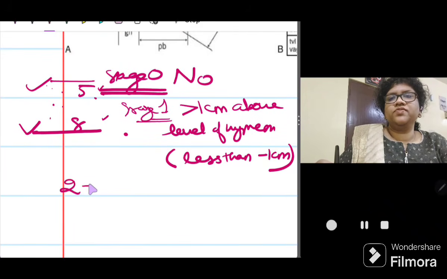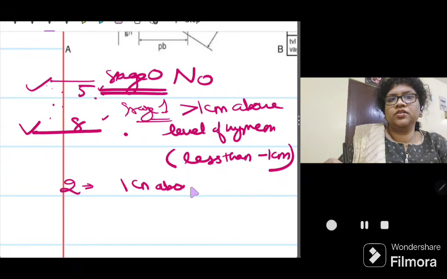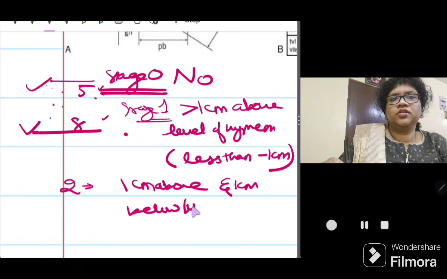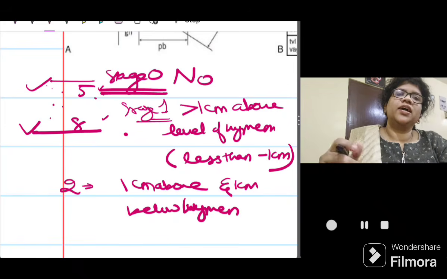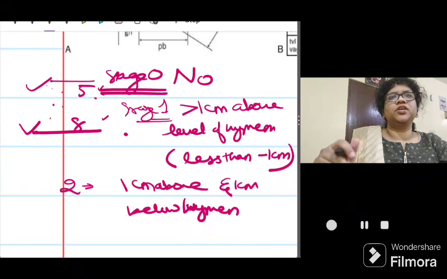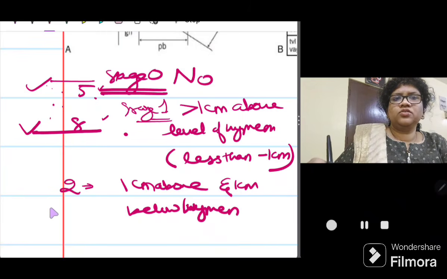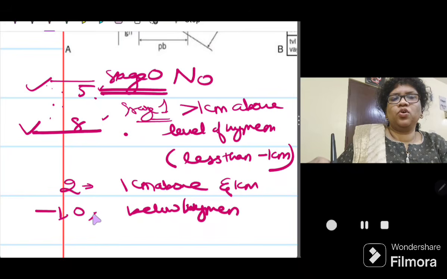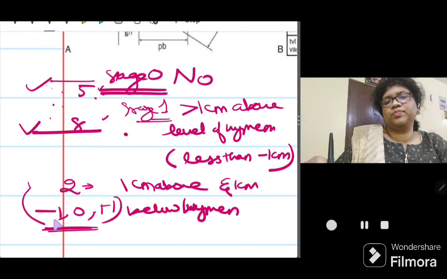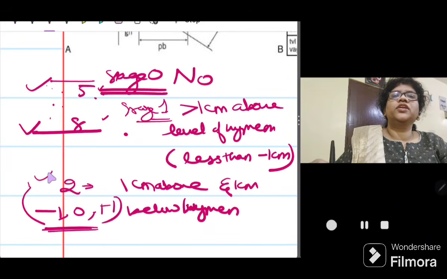Stage 2 is when the most distal prolapse is between 1 centimeter above and 1 centimeter below the hymen. This is 1 centimeter above and 1 centimeter below hymen. So it will be -1, 0 or +1. Okay, so it can be either -1, 0 or +1. So if any of these are there in the most distal point of the prolapse, then you will call it as stage 2.